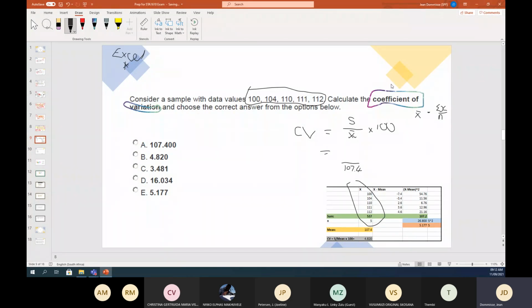So if you only worked out the mean, that would have been what you would have said is your answer, but that is not correct because we still need to work out the standard deviation.